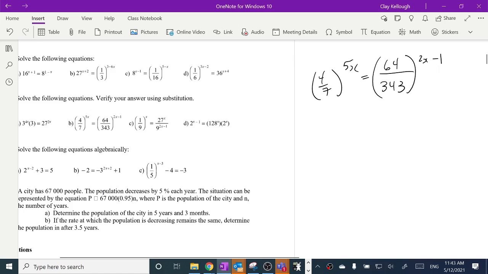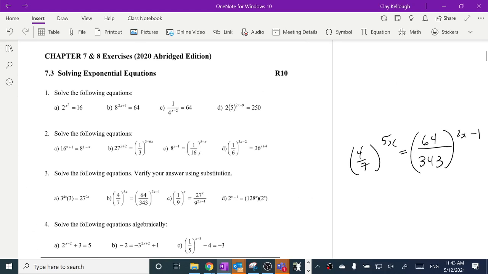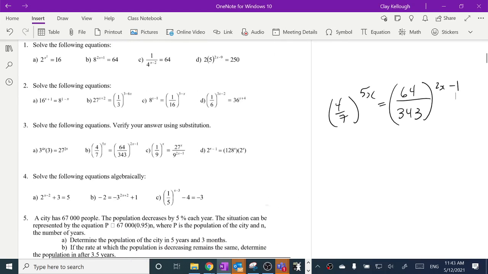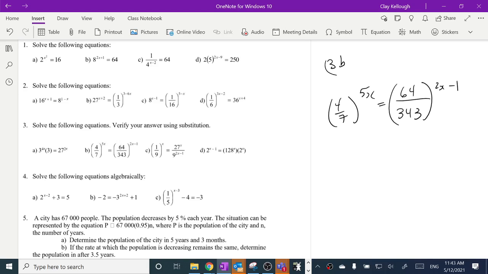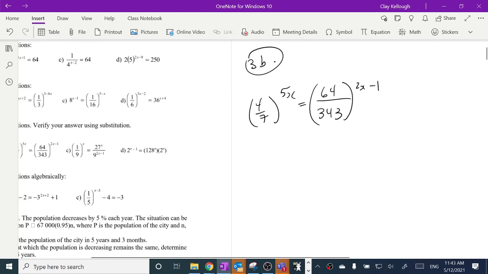Recording. There we go. All right, so we're starting with some questions from the homework. This is the 7.3 worksheet, and somebody was asking about 3b. Okay, so there's the question for 3b. This is an x, by the way. Sorry for the terrible penmanship here.